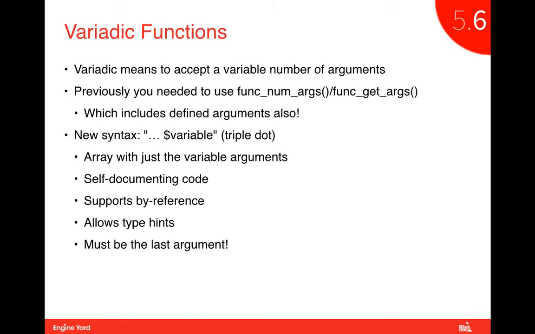So, variadic means to accept a variable number of arguments. As I said previously, we need to use func_num_args, func_get_args. New syntax, triple dot, dollar variable. It's an array with variable arguments, self-documenting. It supports by reference, which you could not do before. It also supports type hints. So you can say every single value that gets passed into the variadic has to be of a specific type, which is cool. So maybe it's a whole bunch of callbacks. No, it's all of them have to be correct.